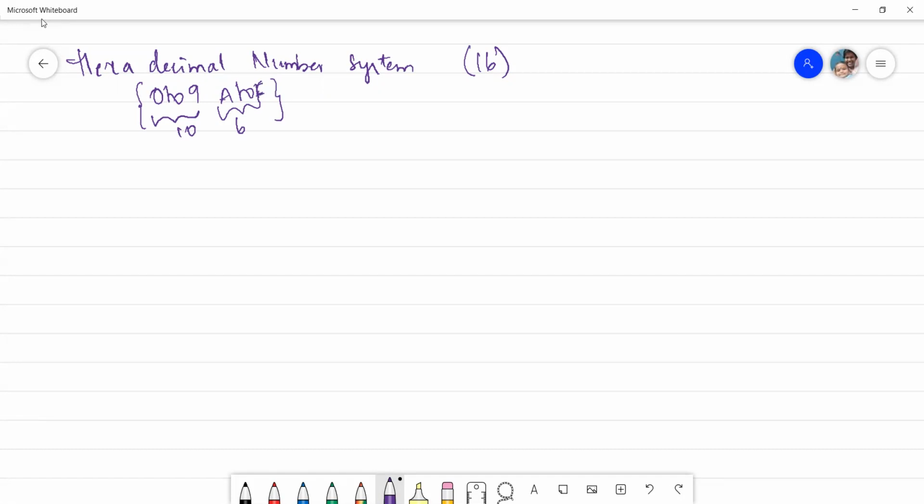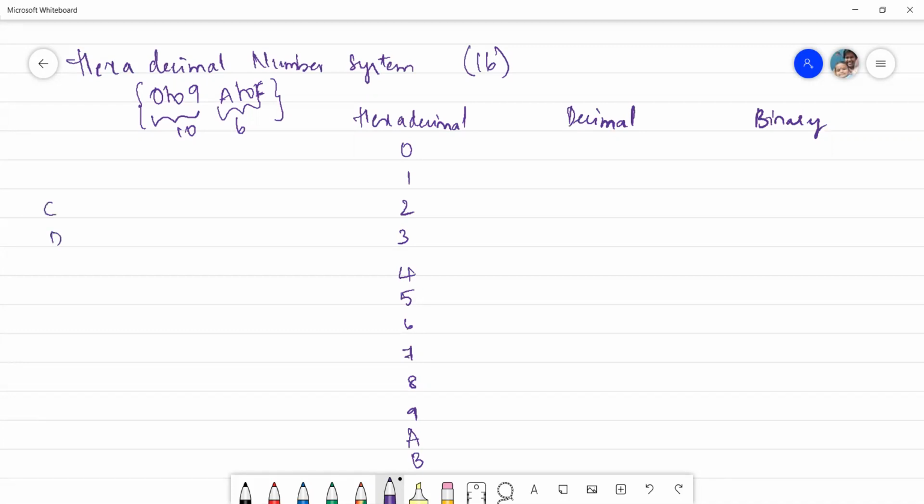For example, let us compare the hexadecimal number system, the decimal number system, and the binary number system. If you take 0, 1, 2, 3, 4, 5, 6, 7, 8, 9, then 10 is not there in this system. Instead of 10, we go for A, B, C, D, E, F.